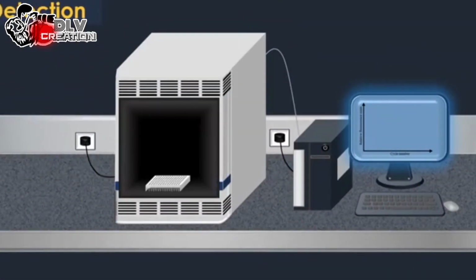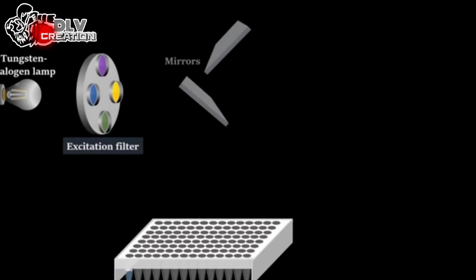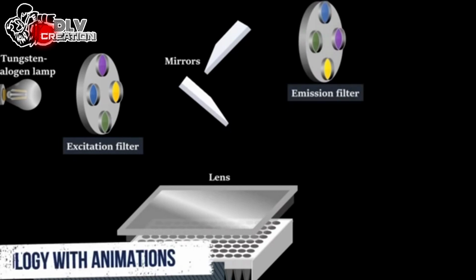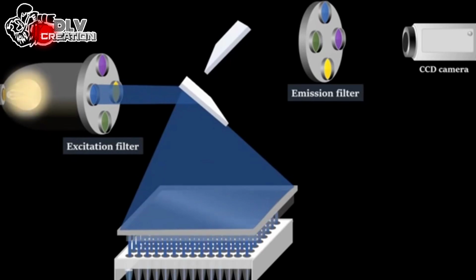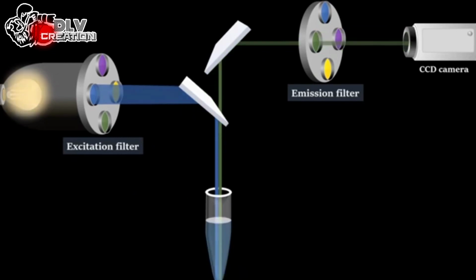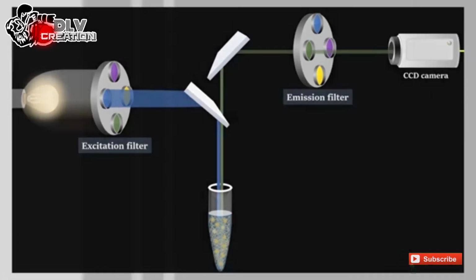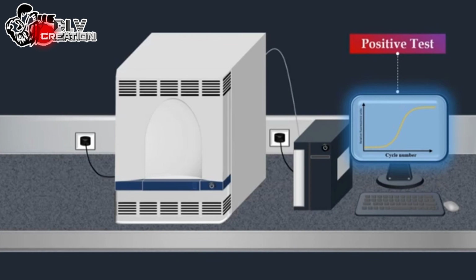For the measurement of the fluorescence signal, a tungsten halogen lamp, an excitation filter, mirrors, lens, an emission filter, and a charge-coupled device CCD camera are used. Filtered light from the lamp is reflected off a mirror, passes through a condensing lens, and is focused into the center of each well. Then fluorescent light emitted from the wells reflects off the mirror, passes through an emission filter, and is detected by the CCD camera. In each PCR cycle, light from the excited fluorophore can be detected by the CCD camera, which converts the light that it captures into digital data. This method is known as real-time PCR, which allows the monitoring of the progress of the PCR reaction as it occurs in real time.